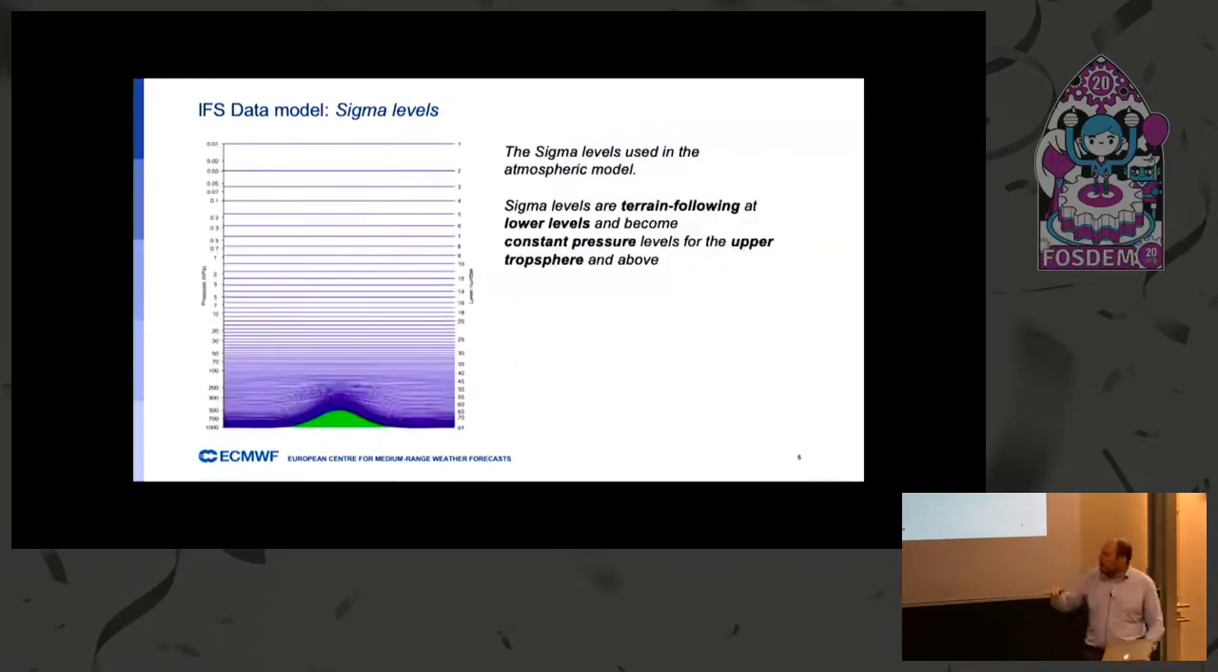Another aspect is the Z level. We cannot use a constant Z level when we have a mountain. Obviously, we are not interested in the atmosphere under the ground. So we have layers that are following the shape of the Earth, so the digital elevation model, up to a certain pressure, and then we go on constant layers. So even on Z, we have to interpolate in a somehow custom way.